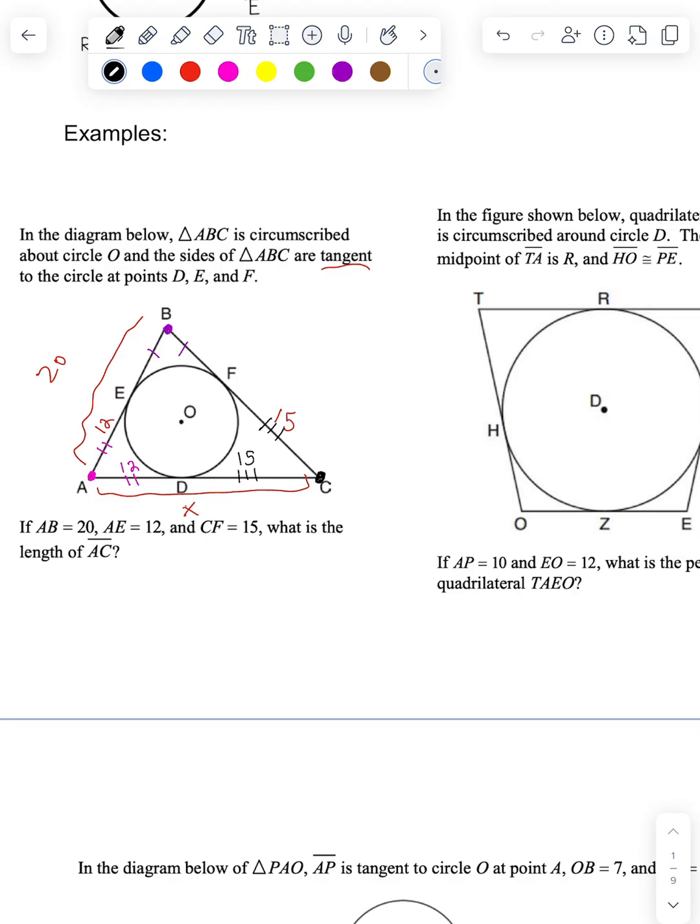And that's all I need because now I have the two components of AC. I can just add the 12 and the 15. And I get 27 for the length of AC.